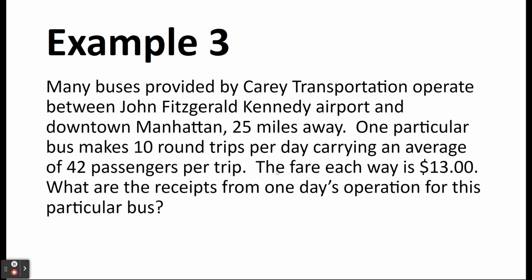Well, in order to solve this, we'd have to figure out the information we need. We know we can make about 10 round trips per day, carrying about 42 passengers per trip. So that's about 420 fares. We take that times 13, and we're going to get somewhere in the $10,920 range. So that's our third example. Again, if you're not sure on any of these examples, please do ask. If you write them out, they're going to work a lot smoother.